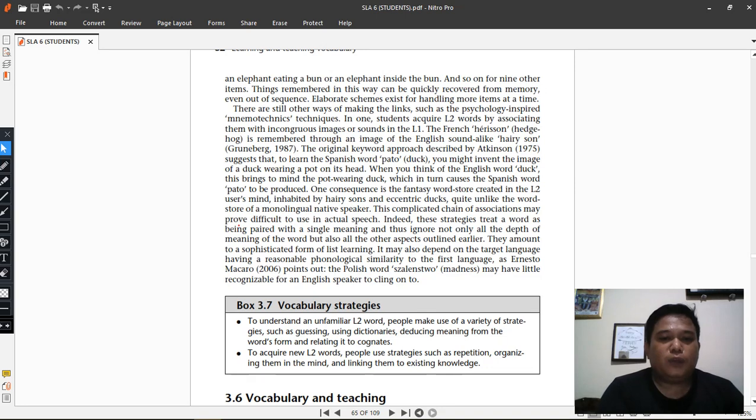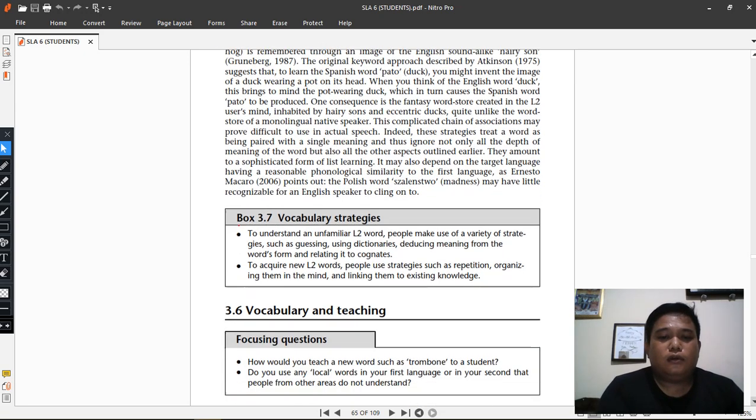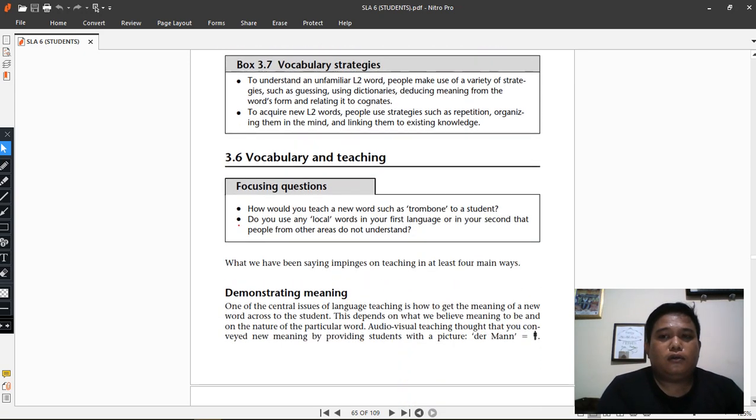Box 3.7, vocabulary strategies to understand and familiarize with second language words. People make use of a variety of strategies such as guessing, using dictionaries, deducing meaning from the word's form, and relating it to cognates. To acquire new L2 or second language words, people use strategies such as repetition, organizing them in the mind, and linking them to existing knowledge.